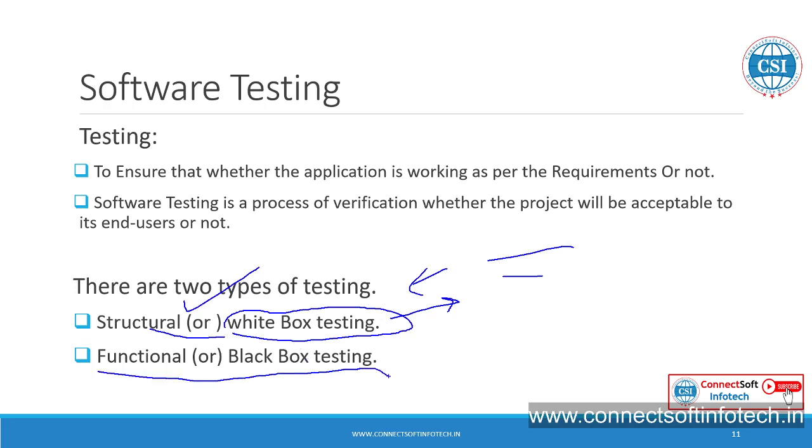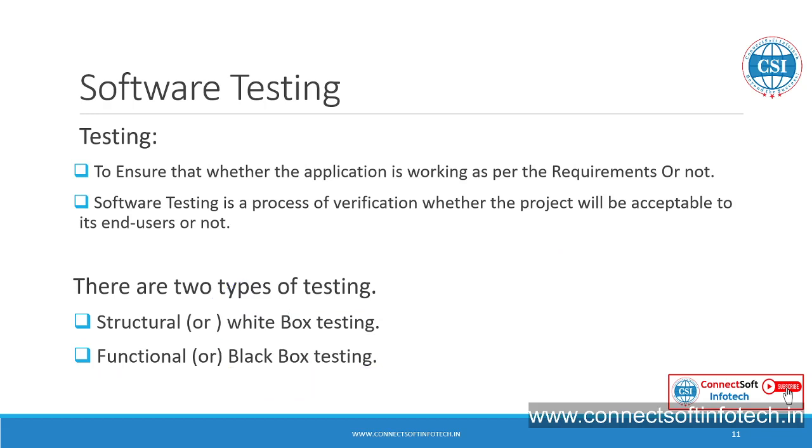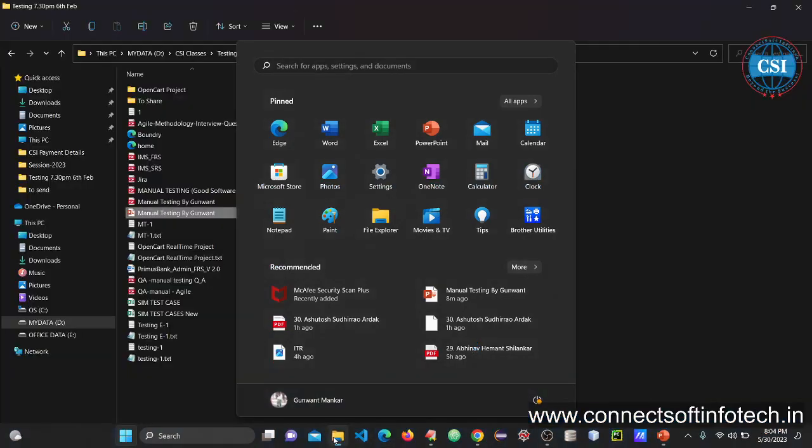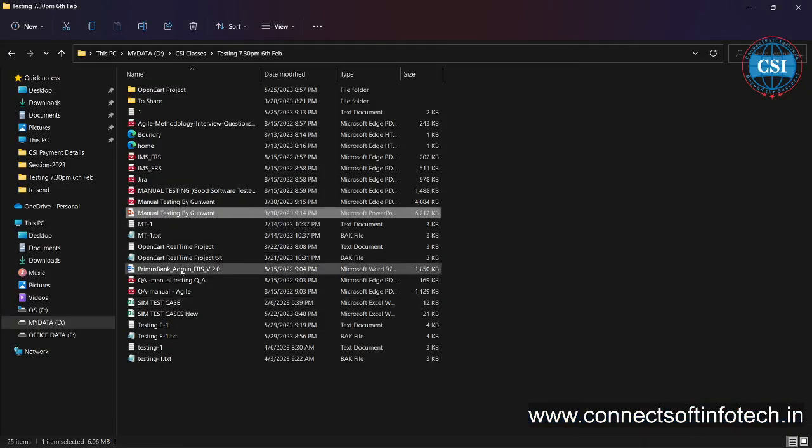Then functional or black box testing is generally done by the tester. Here we are not going to test the code. We are just checking whether the application is working as per the requirement or not, that is, the functional requirement. So how do you know the functional requirement? That is the FRS document.